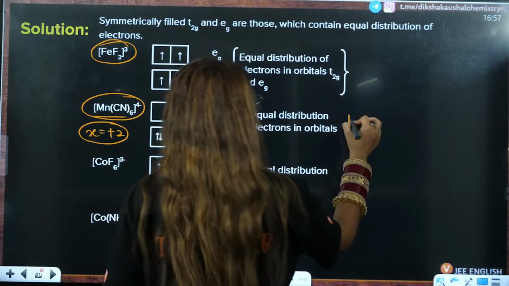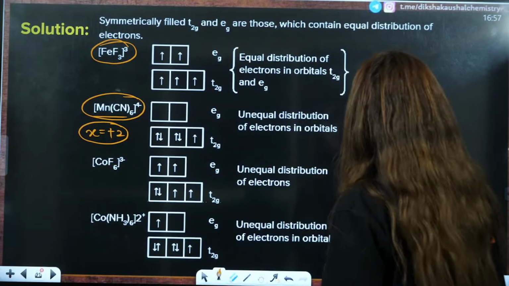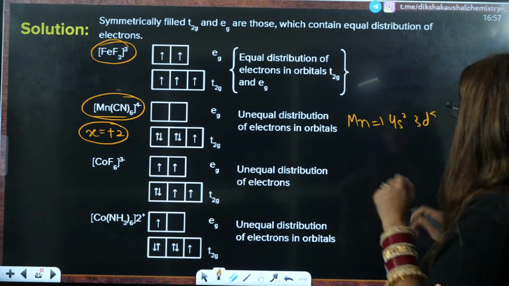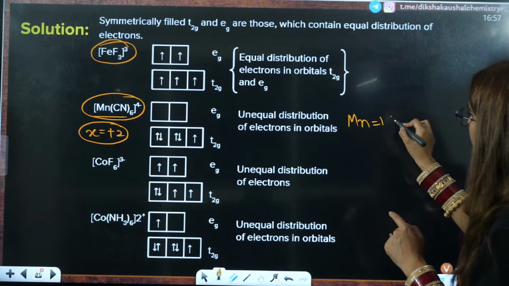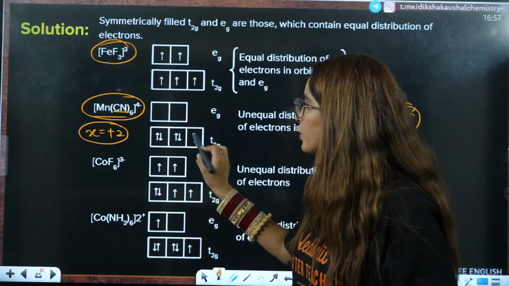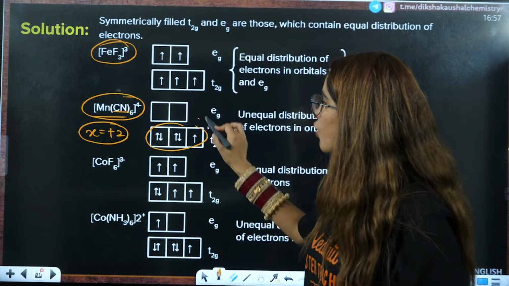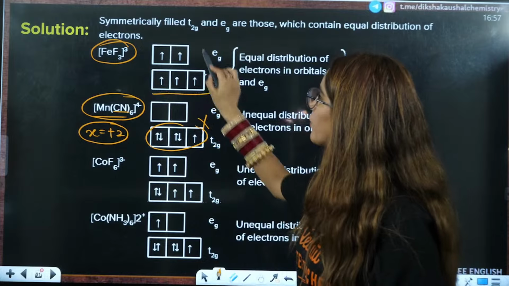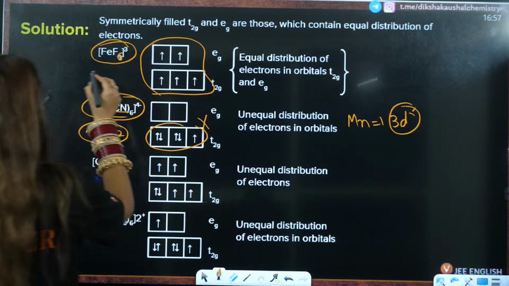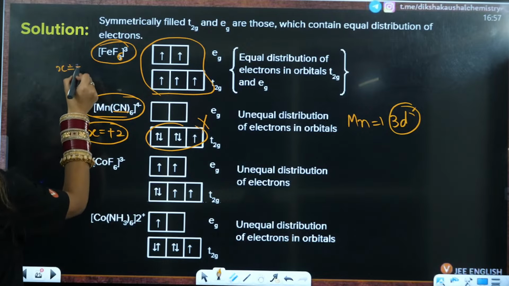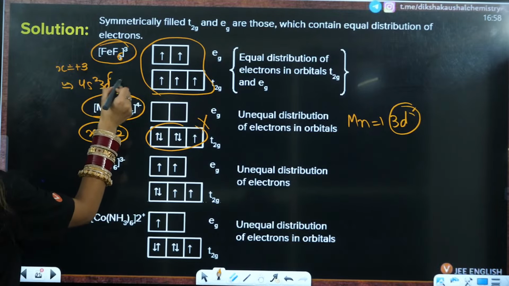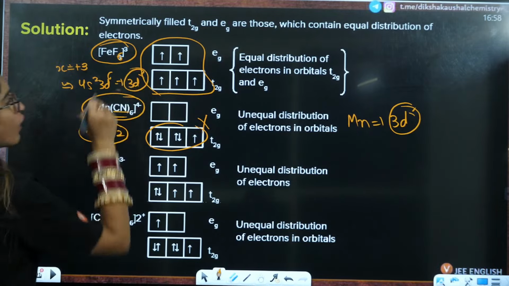Now manganese has what? Manganese is 3s2, 4s2, 3d5. That I told you, the electronic configuration. 2 electrons are always taken out from S, so it will be 3d5. Now you can see because of pairing it will be 1, 2, 3, 4, 5. It is also not symmetrically filled. Only here you can see that it is symmetrically filled. I think here it should be 6. Only then X will be equal to +3. Only then iron, which has 4s2, 3d6, will have 3d5 electronic configuration.